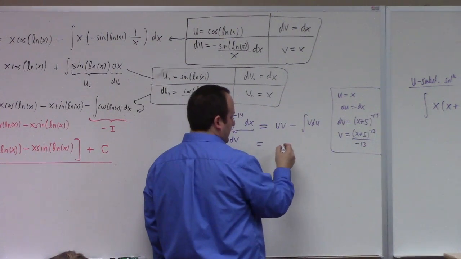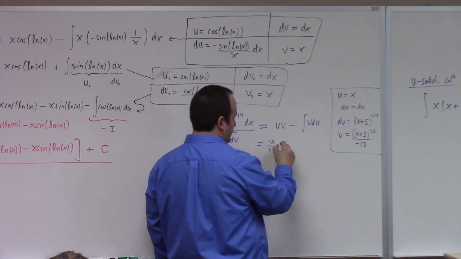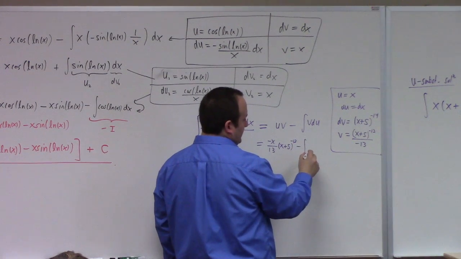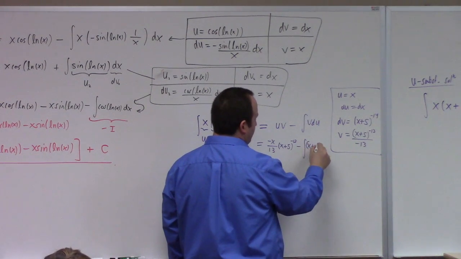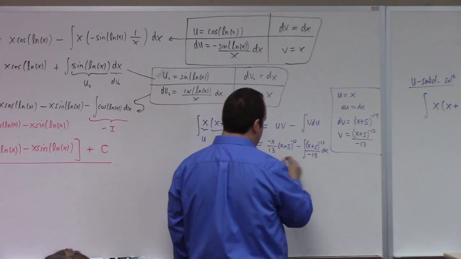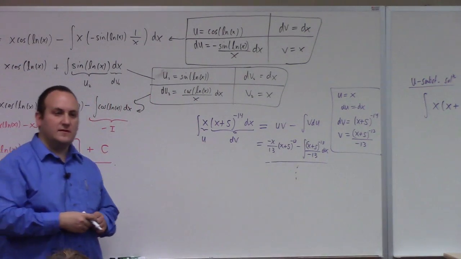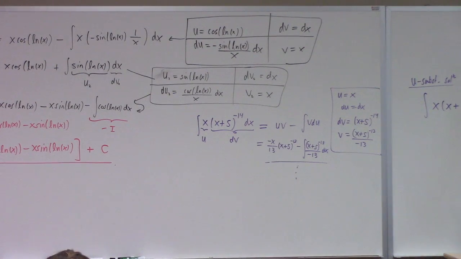So what's that give us? That gives us minus x over 13 times x plus 5 to the minus 13, that's my uv. And v du is what? Oh, okay. Yeah, whatever floats your boat here, this will do it. And so you can finish that with a u substitution. Basically, the u substitution got us to the same place, right? If you look at it, we're tending towards the same answer.